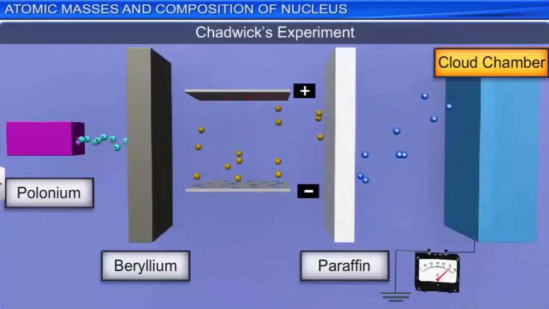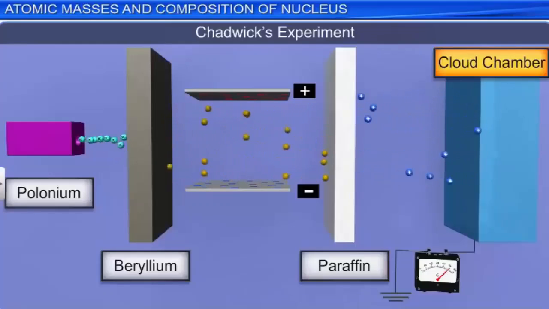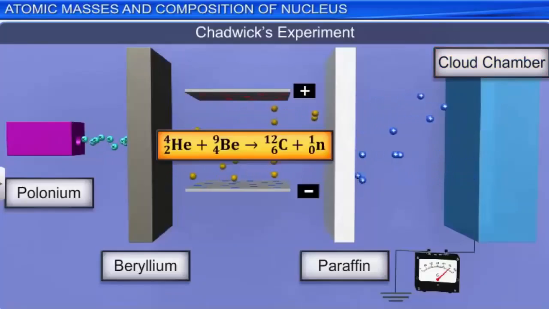Therefore, Chadwick assumed that these neutral particles were of the same mass as that of the protons. Calculations done on the basis of this assumption by applying the law of conservation of energy and momentum showed this assumption was in excellent agreement with the results obtained experimentally. The nuclear reaction occurring in Chadwick's experiment can be summarized as 2He4 + 4Be9 gives 6C12 + 0n1. Here, 0n1 represents the neutron.